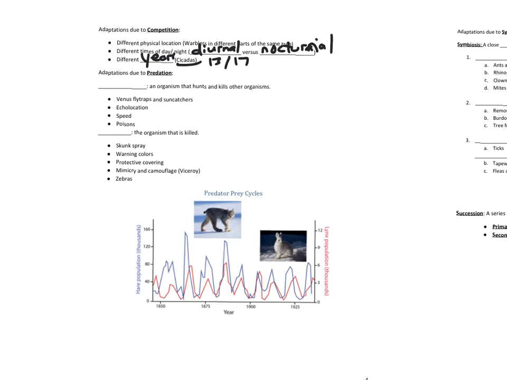And we also have animals and organisms that have adaptations in order to be a predator or to adapt to being prey or avoid being prey. Right? So an organism that hunts and kills other organisms is called a predator. Right? And predators have adaptations which help them become better at hunting and killing other organisms. Plants, you wouldn't think that there are predatory plants, but we have Venus flytraps and sundews.